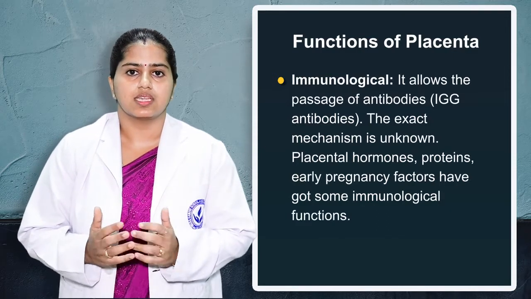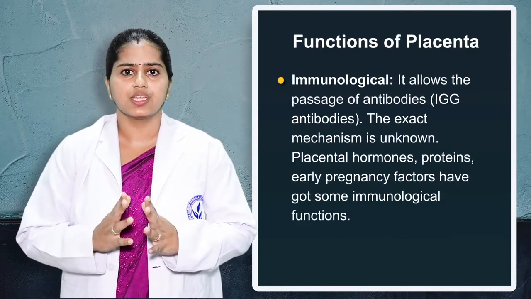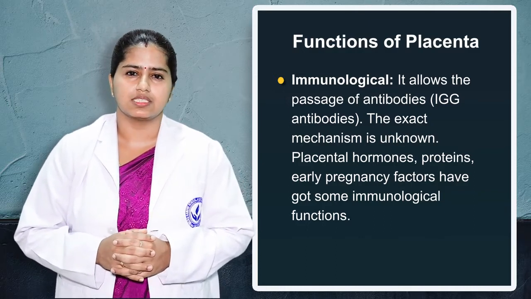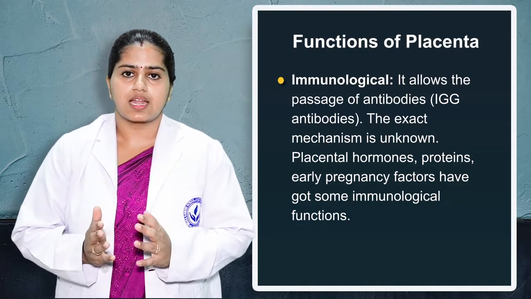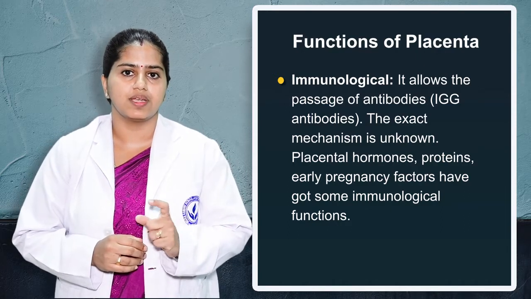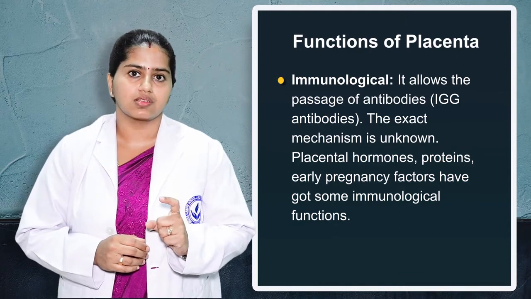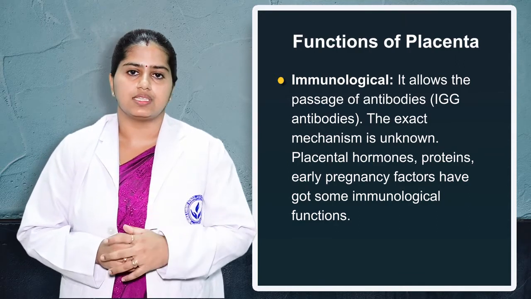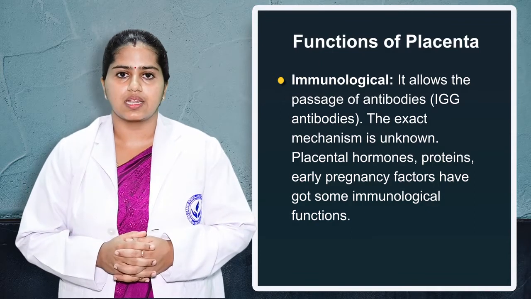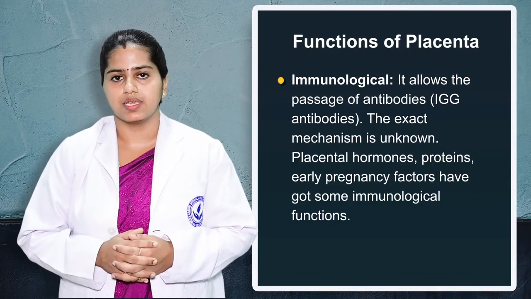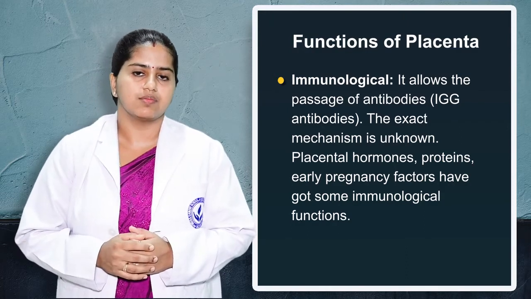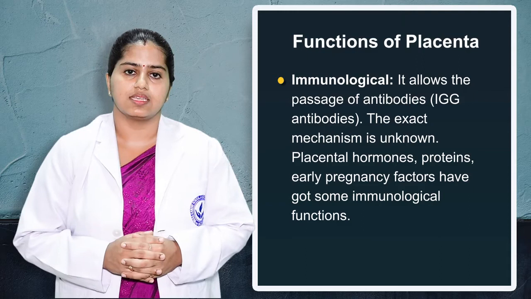The next one is the immunological function. Immunological functions mainly transfer the immunity from the mother to the fetus. The main immunoglobulin is IgG. IgG crosses the placenta to the fetus. Other immunoglobulins don't cross. Others such as cytokines, interleukins, and thromboxane activity will be present in the placenta. This will protect the fetus from other noxious agents.